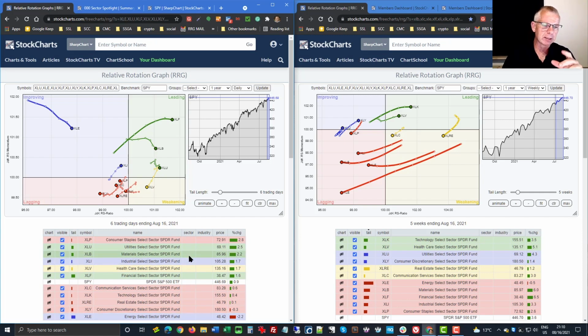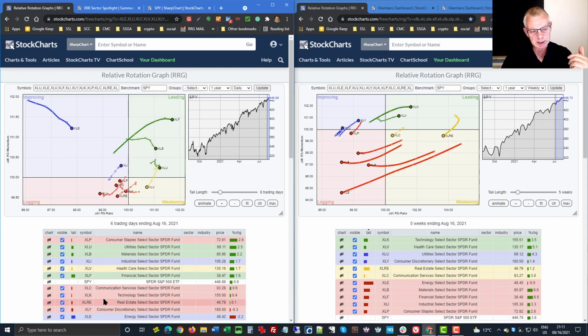If you look at the daily rotation here on the left-hand side, you see staples and utilities moving in line together as defensive sectors, probably representing the sort of uncertainty that crept into the market towards the end of last week. But healthcare still okay, not fantastic. Communication services, that role changed a little bit.